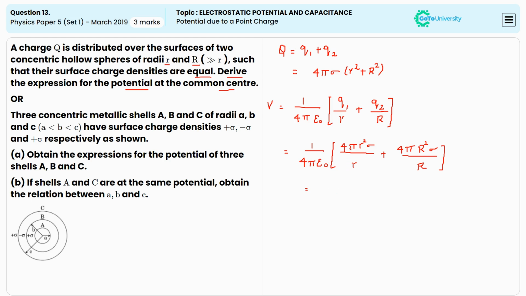Then we know that if you take the common 4 pi sigma, R1 square plus R2 square is equal to the capital charge Q. Then I can write it as 1 upon 4 pi epsilon naught times Q times, if I take the LCM, (R1 plus R2) divided by (R1 square plus R2 square). This is the expression for the potential at the common center.